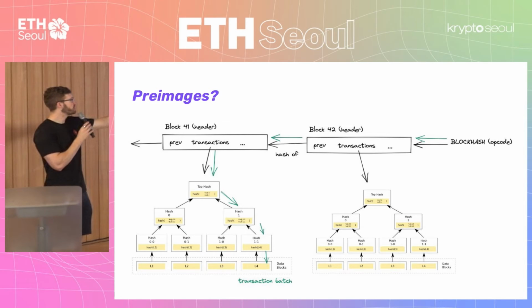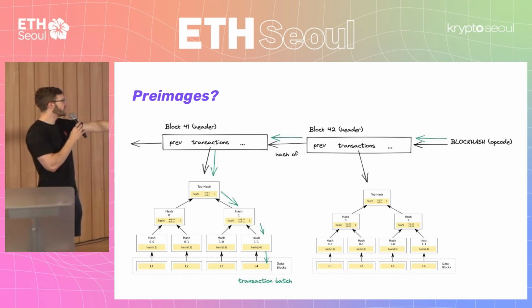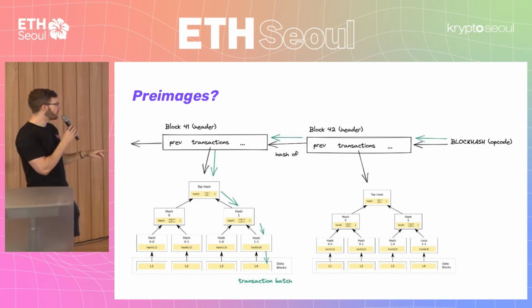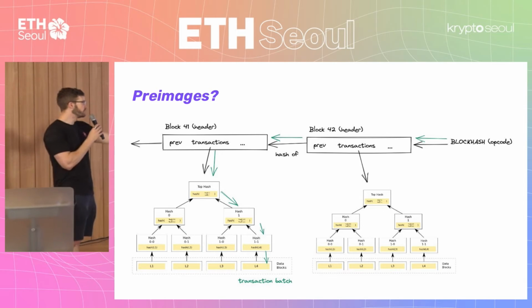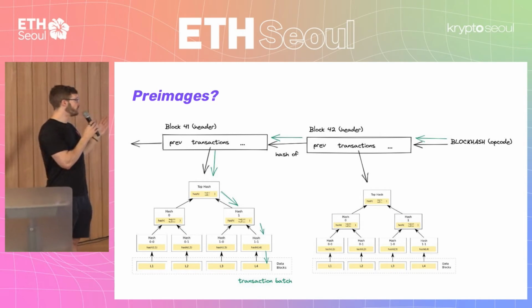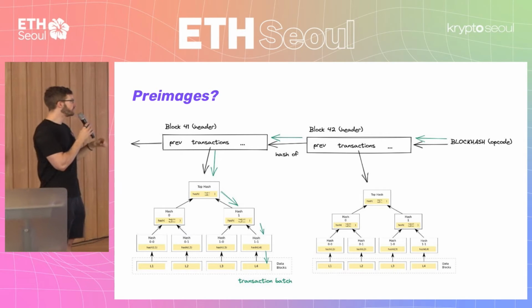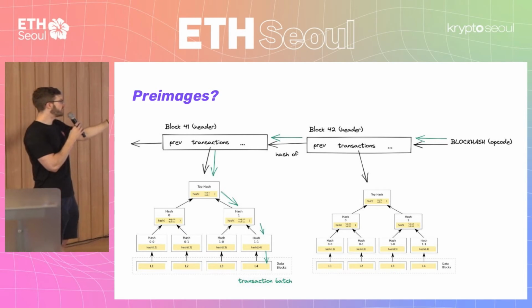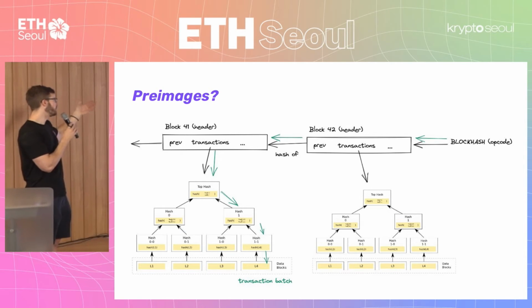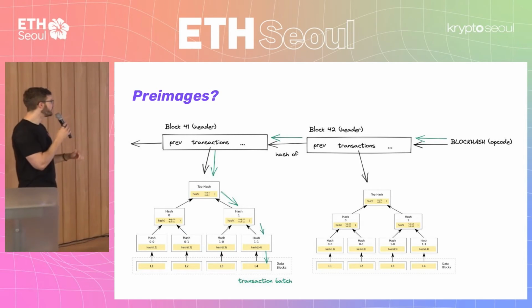I use the block hash opcode to get the latest block hash. Then each green arrow here is a use of the preimage oracle. So I have the block hash opcode. I use the preimage oracle to get the block header. Then from the block header, I get the hash of the previous block. And I use the preimage oracle to get the previous block header, so the block 41.